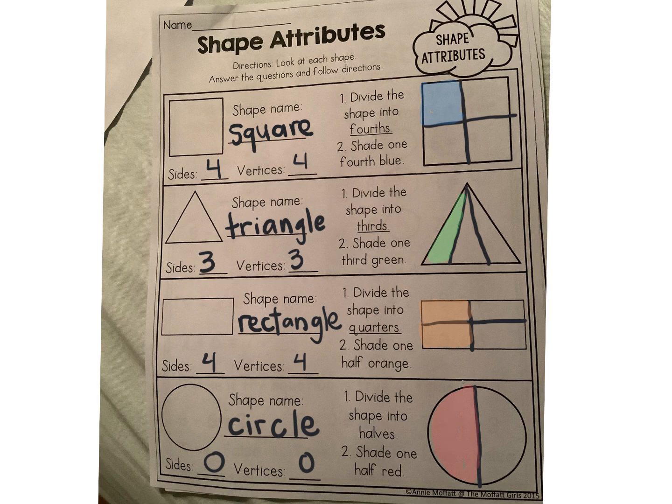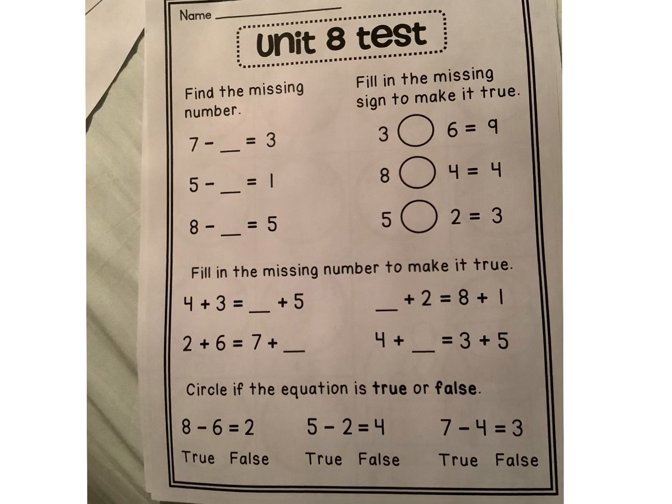Nice. Okay, let's turn it over to the back side, and we have a little bit of a review like we did yesterday. So we're going to find the missing number. 7 minus something equals 3. So we can actually do 7 minus 3 and find out what the missing number is. So what is 7 minus 3? 4. Very good.